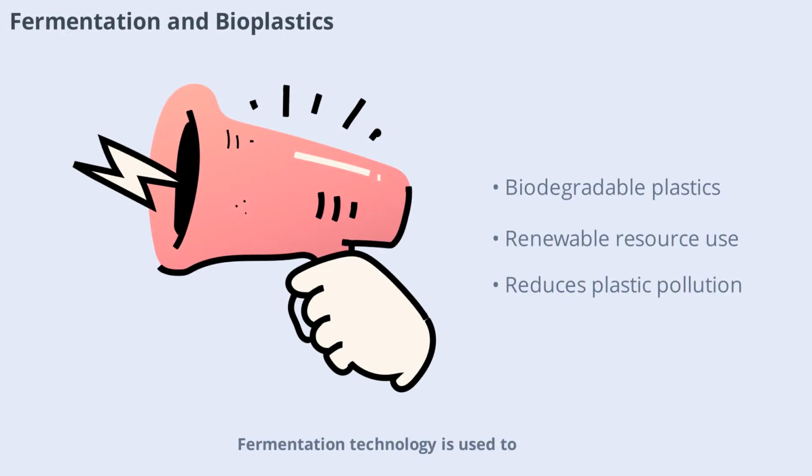Fermentation technology is used to produce biodegradable plastics from renewable resources. Microorganisms convert plant sugars into polymers that can replace conventional plastics. Bioplastics offer a sustainable solution to plastic pollution and are increasingly used in packaging and consumer products.